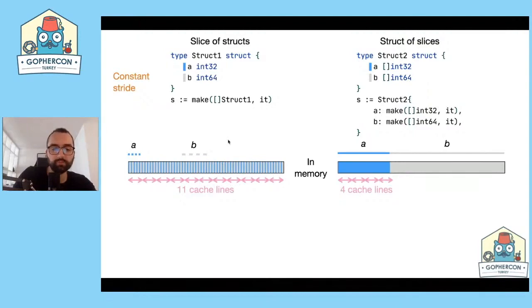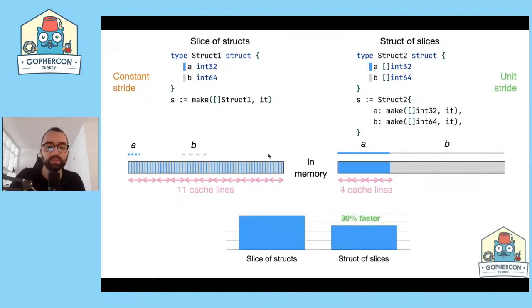And on the left-hand side, if we think about it, it's a constant stride, meaning that we are going to jump from here to here. And that's exactly what we have said. We have predictability, but not a great spatial locality, right? Whereas on the right-hand side, we have a unit stride, so both predictability and perfect spatial locality. And if we run a benchmark, the right-hand side is 30% faster. 30% faster just by the way we organize data.